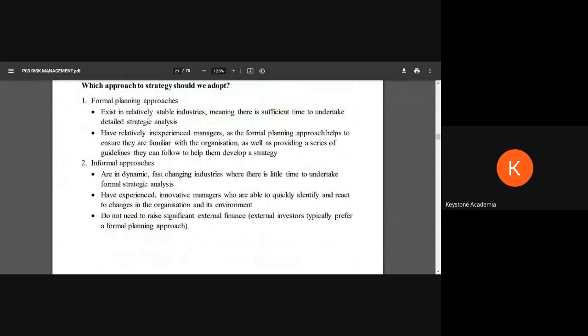Second thing to choose between is the industry we are in. If it is a stable industry, a long-term plan is good. If you have inexperienced managers, a long-term plan is good. Whereas if our industry is very dynamic, then long-term planning is not suitable. If you have innovative managers you can trust, then short-term planning is also fine. We can depend more on the managers. If you need money from the market, external finance, then short-term planning is not very suitable for us.